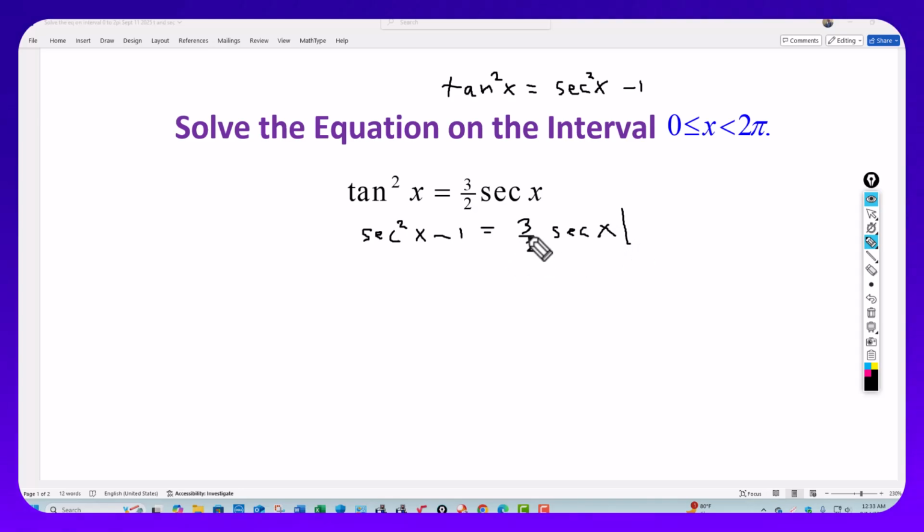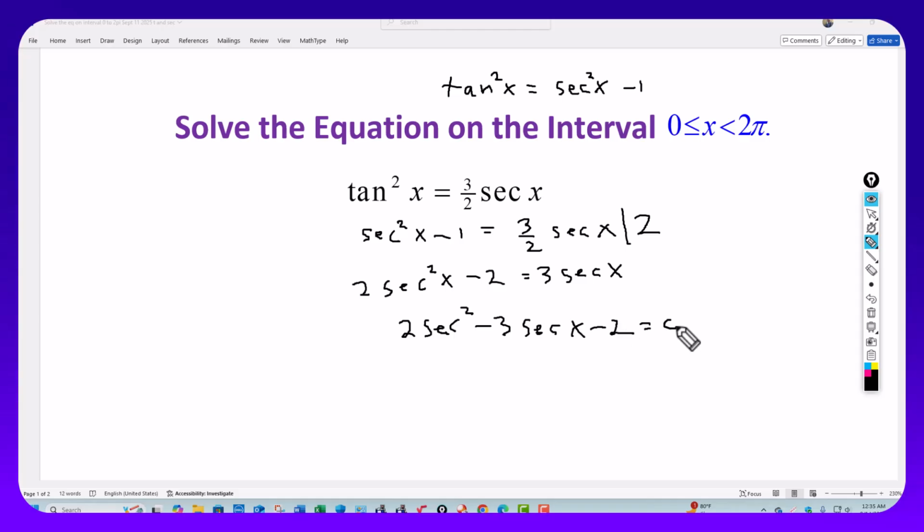And then we can clear the fraction just by multiplying by 2 here. That'll give me a 2 secant squared of x, and then I get a minus 2 here. Then 3 halves multiplied by 2 cancels the 2 in the denominator, gives me a 3 secant of x. Now we have everything in terms of secant, of course, with some constants also. So let's rewrite it. It's 2 secant squared, bring the 3 secant x over, makes a minus 3 secant x minus 2 equal to 0.